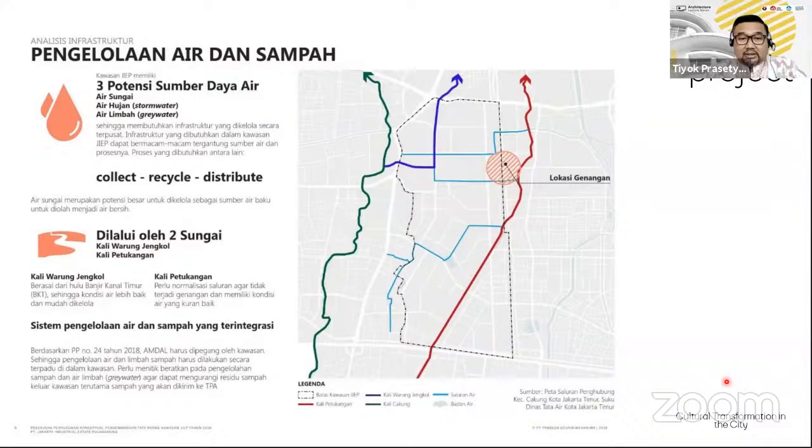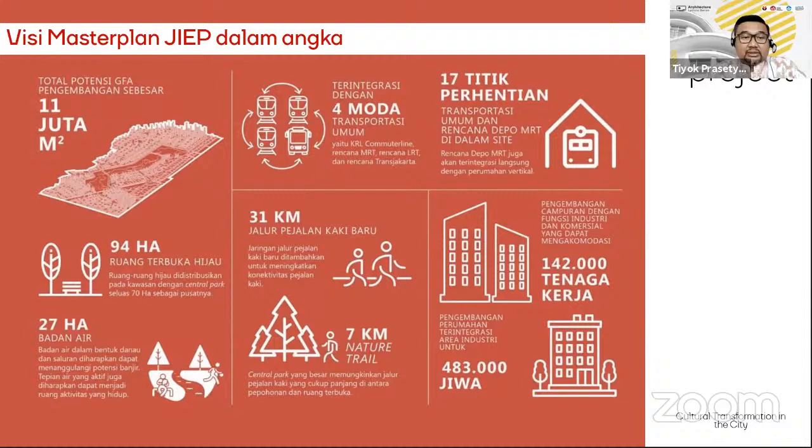river, and this is the vision, the long-term vision, that the potential GFA of building there is 11 million square meters in the 400 hectares of land. And what's important is from 100% built up area, we can open up 94 hectares of green space, with 27 hectares including water area for flood retention and many other functions. Then it will be very close to public transport modes. There's one rail line and future MRT and LRT with 17 stops in this area.